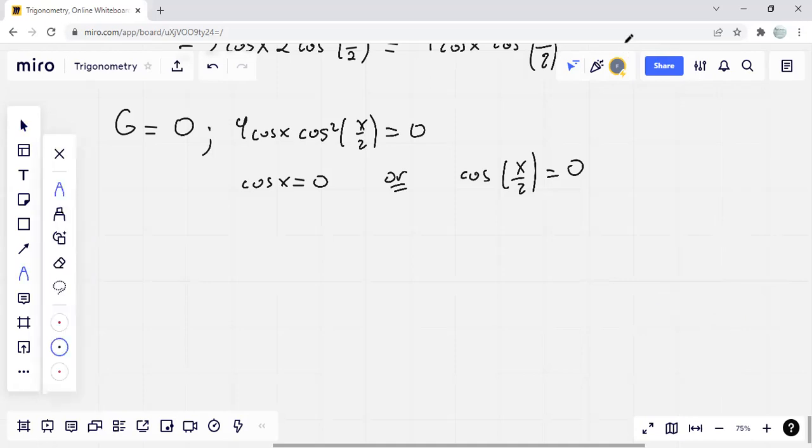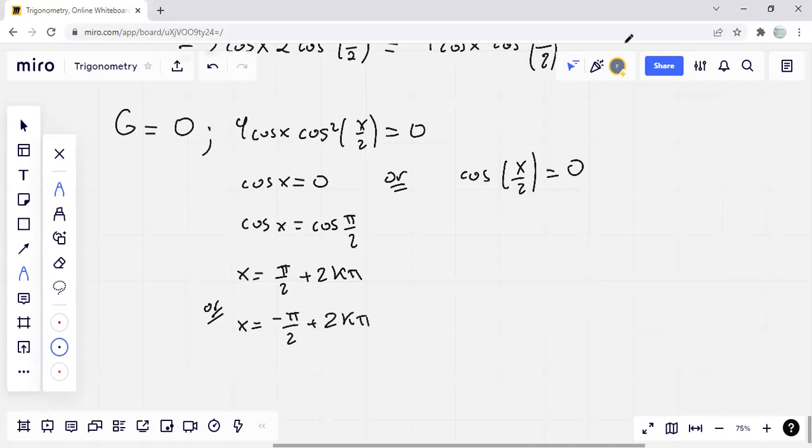Cosine x is equal to 0. It means that cosine x is equal to cosine of pi over 2. And now cosine x equal cosine a means either x is equal to a, which is pi over 2 plus 2k pi, or x is equal to minus pi over 2 plus 2k pi.